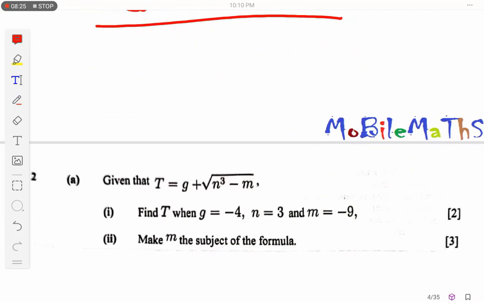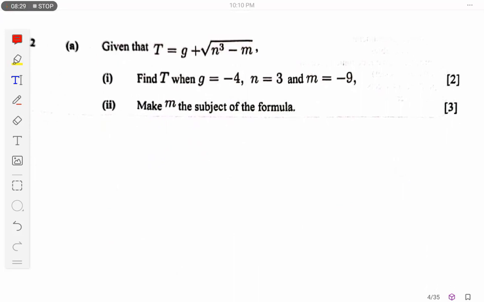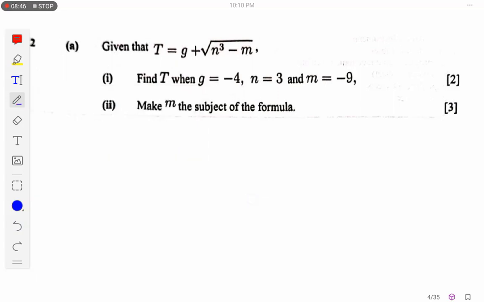Okay, let's move on to number 2. Number 2 was saying we are given that T is equal to G plus square root of N cubed minus M there. Then we have the values of G, N, and M. Then they want us to find the value of T there. Okay, so let's do that. So what you do, you are simply substituting. For G, you put minus 4, for N, 3, for M, minus 9. So I'm going to be using this equation.